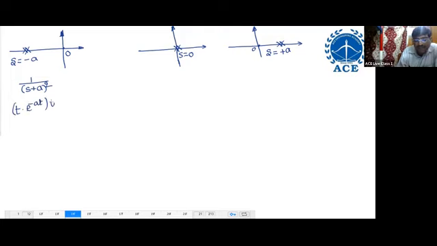Multiplied by u of t. Now draw the response. What is the response? A ramp signal multiplied with an exponential decay. What is the resultant waveform here?